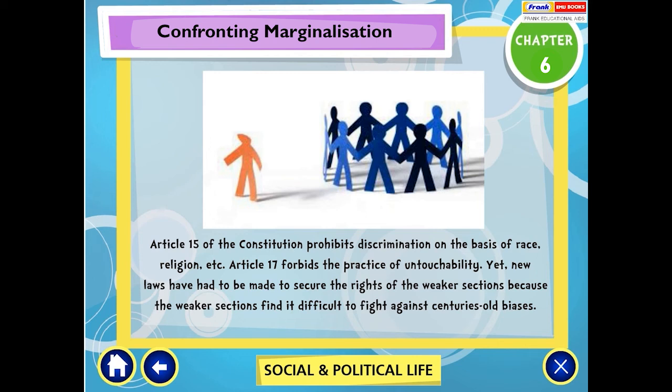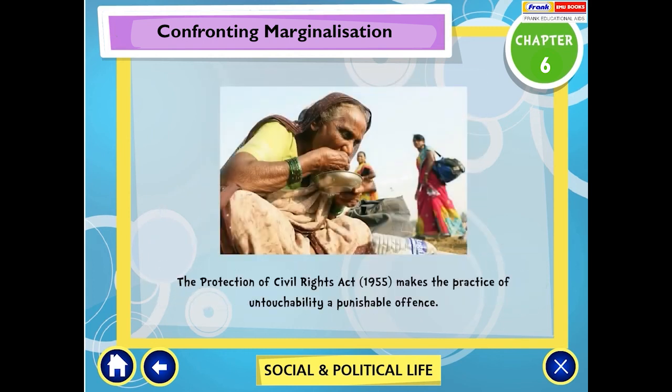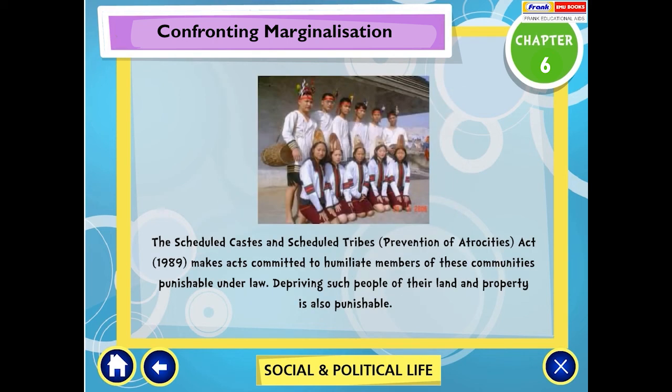Yet, new laws have had to be made to secure the rights of the weaker sections because the weaker sections find it difficult to fight against centuries-old biases. The Protection of Civil Rights Act 1955 makes the practice of untouchability a punishable offence. The Scheduled Castes and Scheduled Tribes Prevention of Atrocities Act 1989 makes acts committed to humiliate members of these communities punishable under law. Depriving such people of their land and property is also punishable.